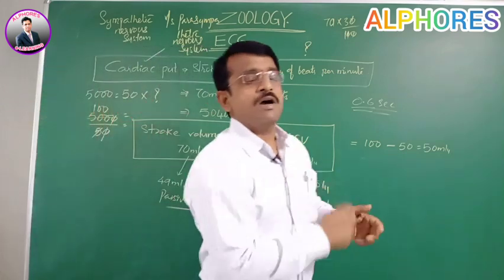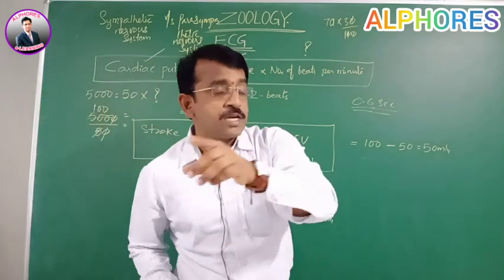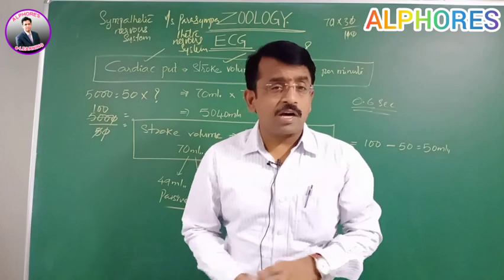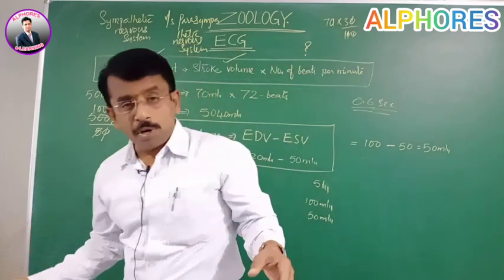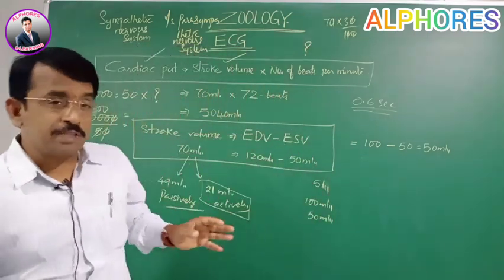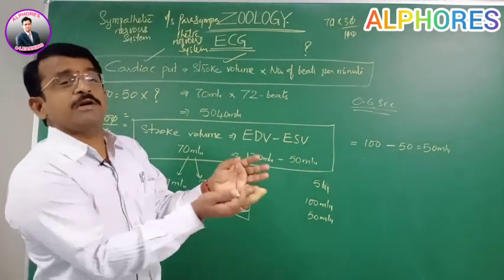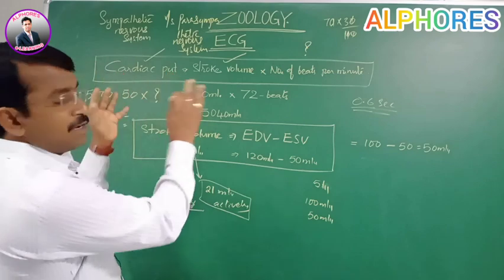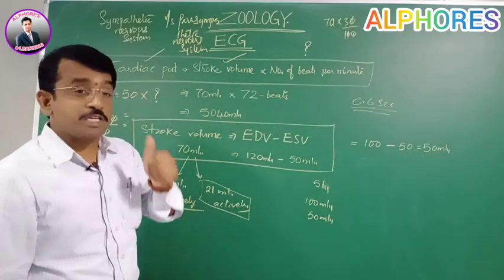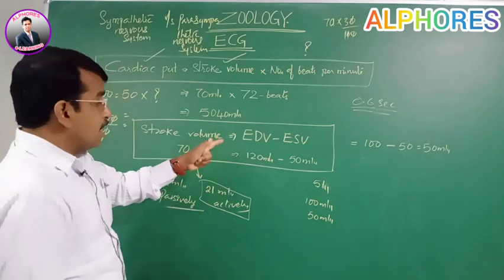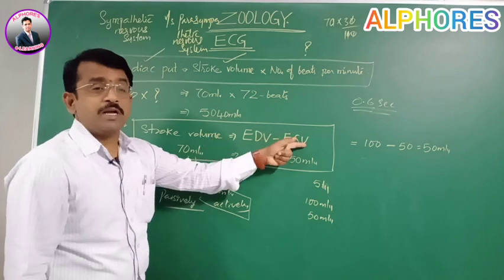The answer was 100 beats. So this is how, if we know the cardiac output, we can calculate the number of the beats. If we are given the stroke volume and the number of the beats, we can calculate the cardiac output. This is the summary of the cardiac output, which is very, very important. And I remind you of this equation.